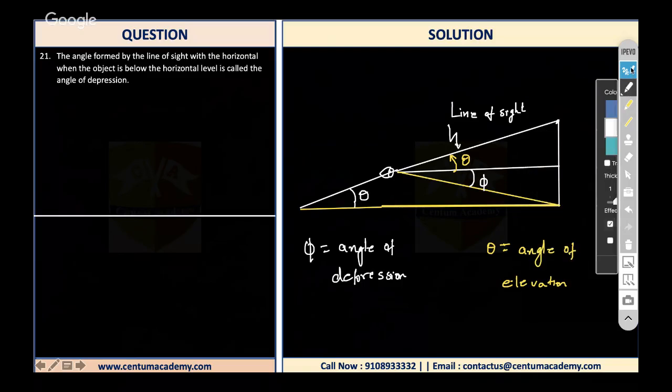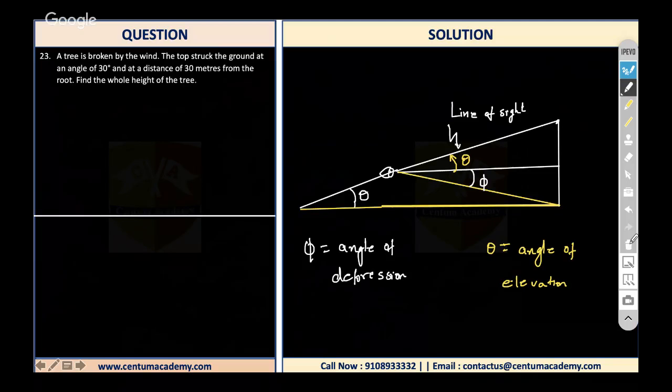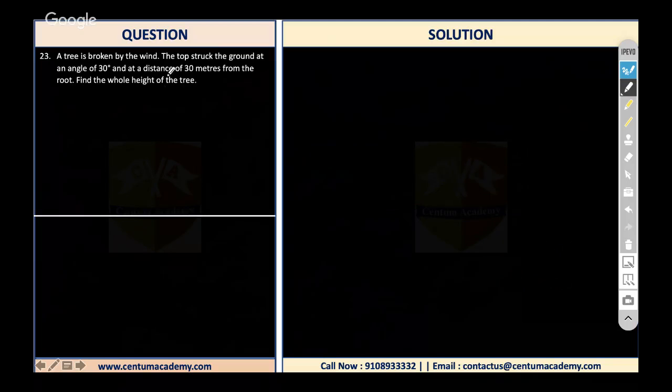Okay. Now, next. The height of an object or the distance between distant objects can be determined with the help of trigonometric ratios. Yes, we know that. And now let us apply this. So first question. A tree is broken by the wind. The top struck the ground at an angle of 30 degrees.